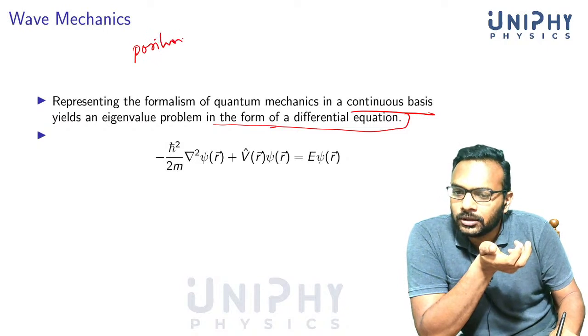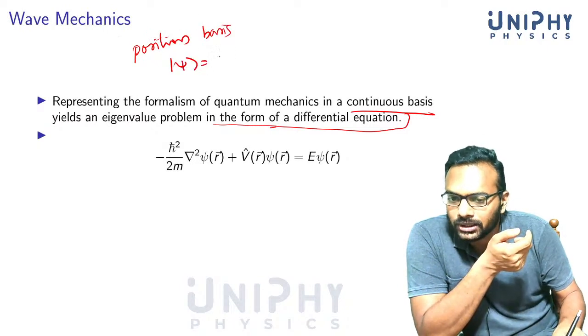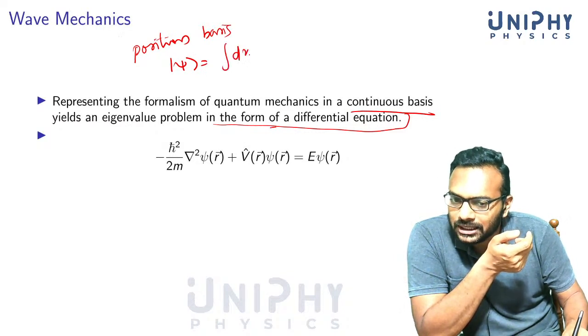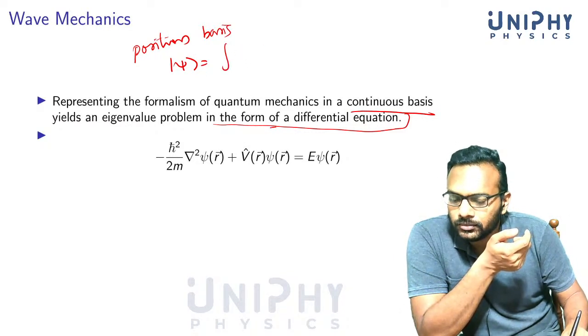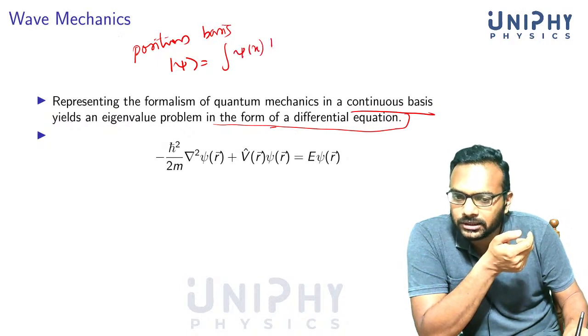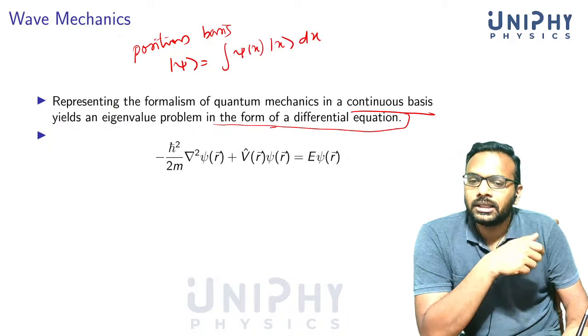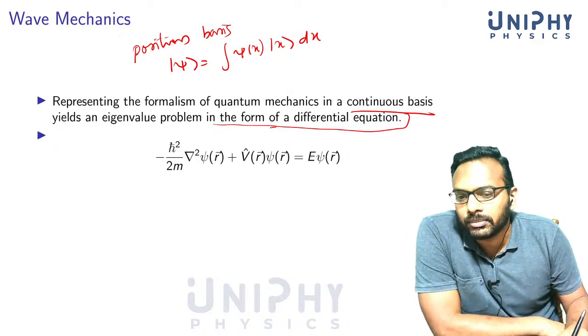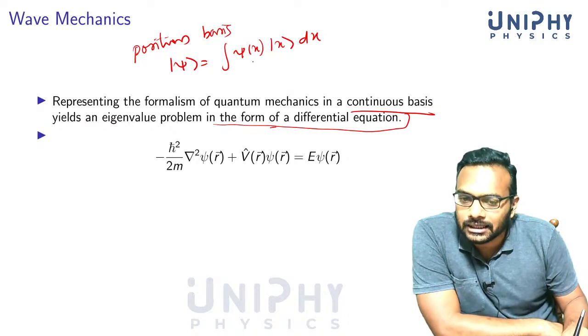Position basis means you are now expanding your state in terms of position eigenvectors. These are the expansion coefficients. Because x is continuous, instead of a summation we have an integration here. These are the expansion coefficients.